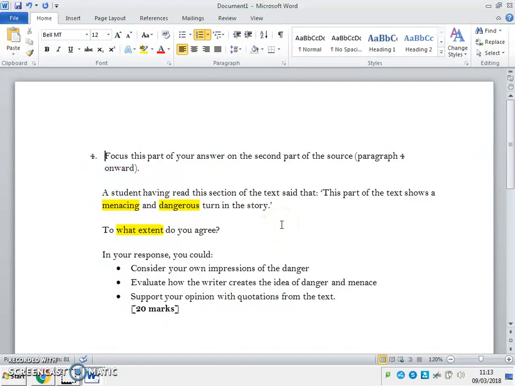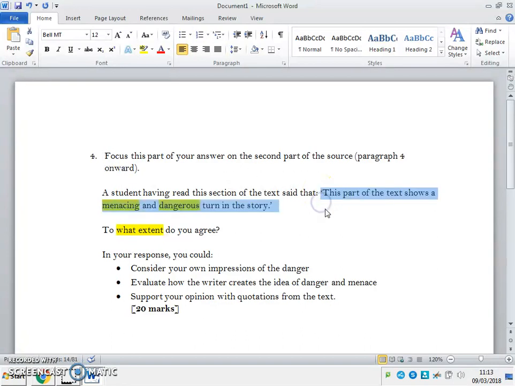This is an evaluative question. When you evaluate something, you usually have a hypothesis or a theory and you have some evidence and you weigh them up together and consider them in relation to each other. The hypothesis, the theory that you're given, is a sentence that a student has said. I say a student, I am 99% sure that it's someone who works at the exam board. But yeah, a student has said, this part of the text shows a menacing and dangerous turn in the story.